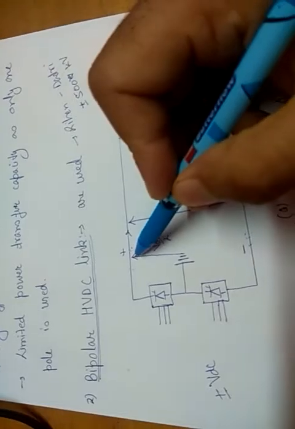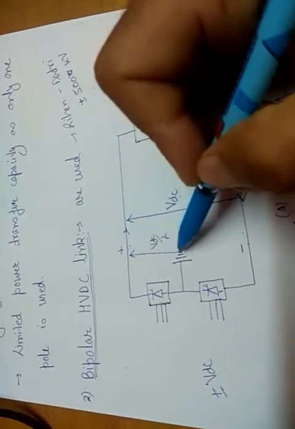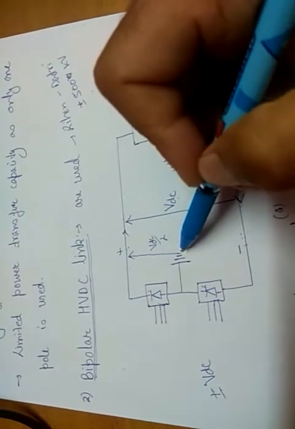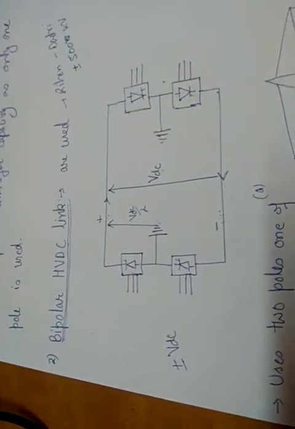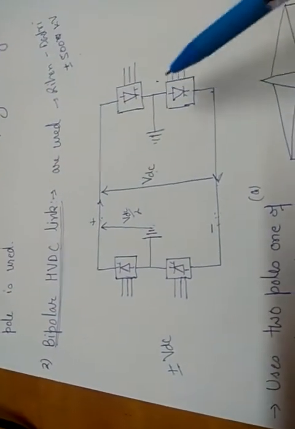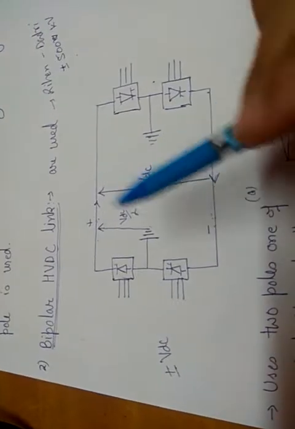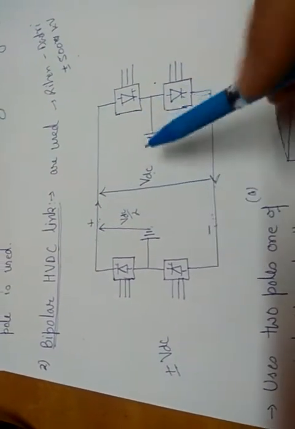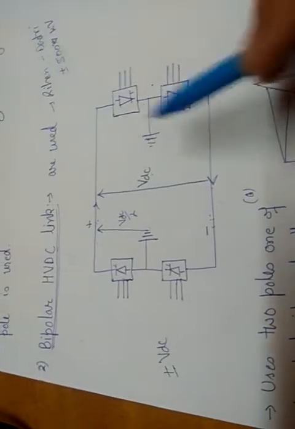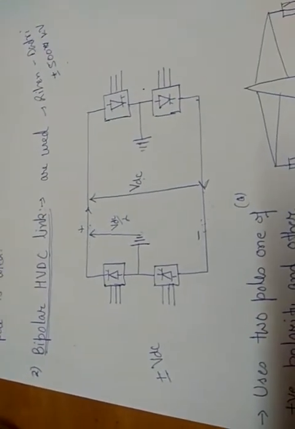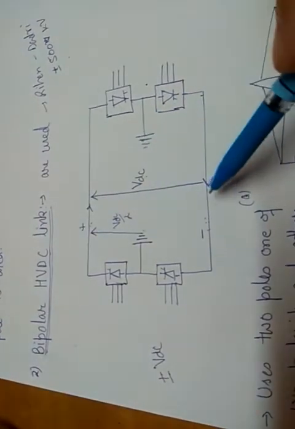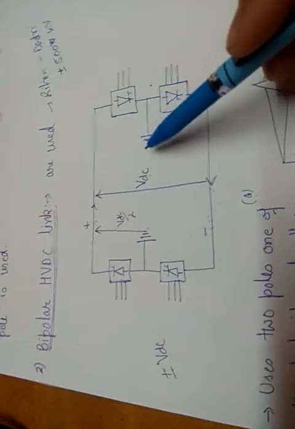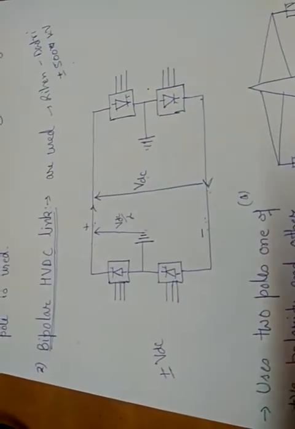If the return is through ground, the voltage will be VDC by 2. Obviously, power is VDC into IDC. So if the voltage reduces by half, the power will also reduce by half. So in case of a fault in any link, still half of the power can be transferred, and the return will be through ground, but only in an emergency condition. Under normal condition, the same current will flow through both the conductors, and the current through the ground is 0.